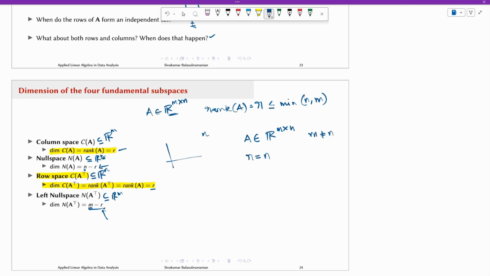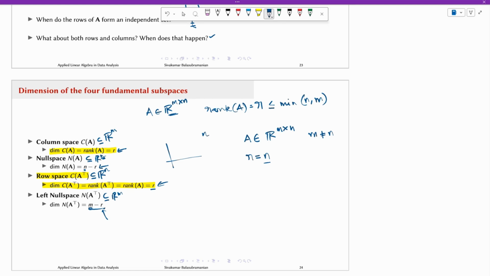Simply repeat this. R is equal to n. The column space will have dimension n, and the left null space will be m minus n. That's it. If m is equal to n, then the left null space will also have dimension 0.